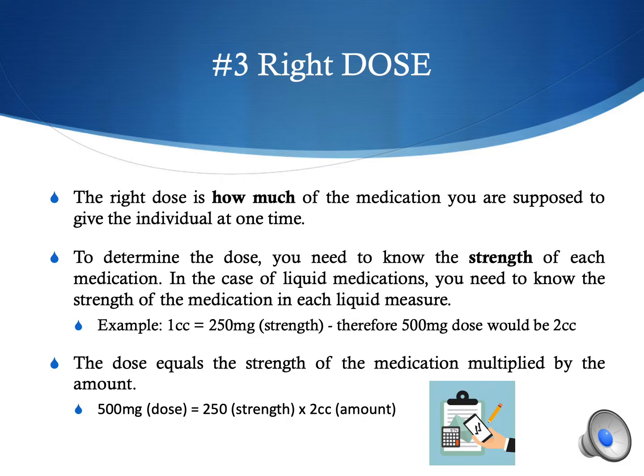Number 3, the right dose. The right dose is how much of the medication you are supposed to give the individual at one time. To determine this dose, you need to know the strength of each medication. In the case of liquid medicines, you need to know the strength of the medicine in each liquid measure. The dose will equal the strength of the medication multiplied by the amount.